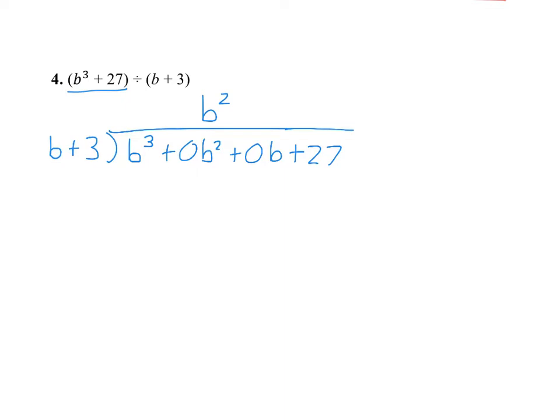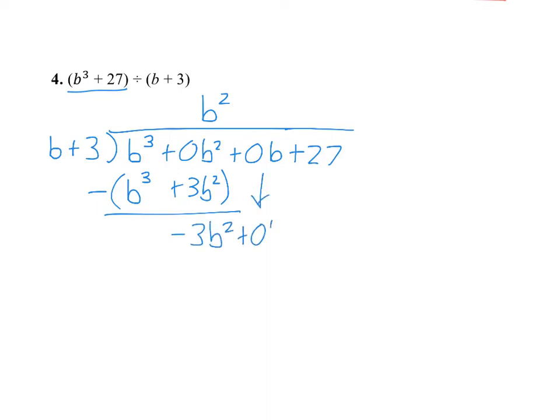Now I multiply b squared with b plus 3: b cubed plus 3b squared. Now I subtract these. I get -3b squared. Bring down one term. And start over. Divide, multiply, subtract, bring down.